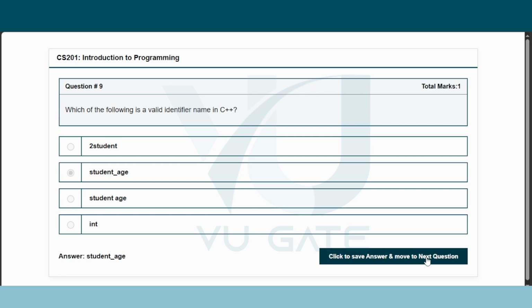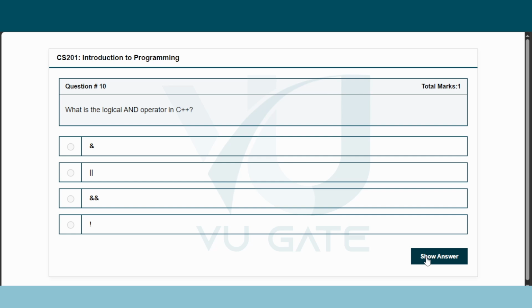Here is question number 10. What is the logical AND operator in C++? The correct answer is double ampersand. Moving on to question 11. What is the logical OR operator in C++? The correct answer is double vertical bar.